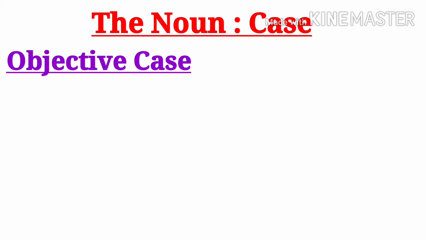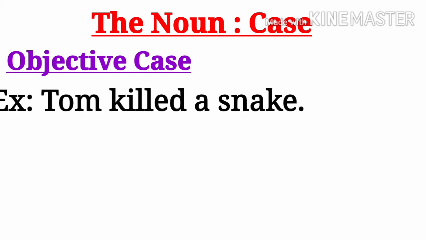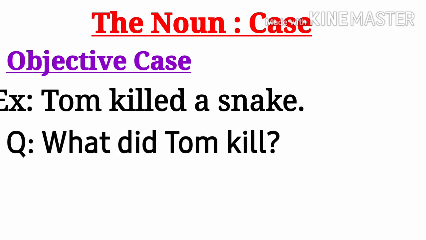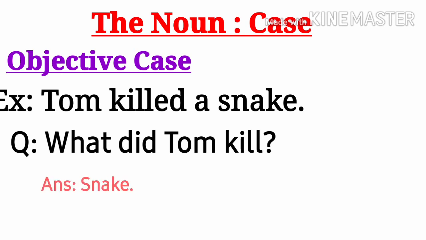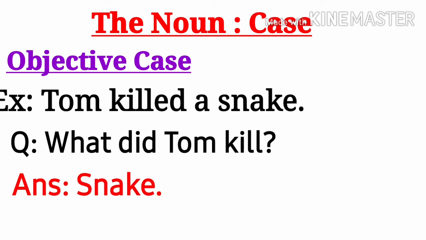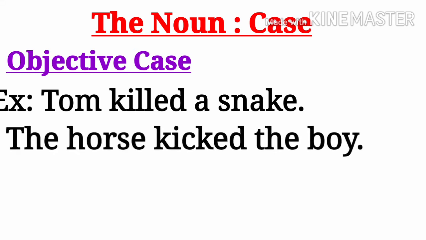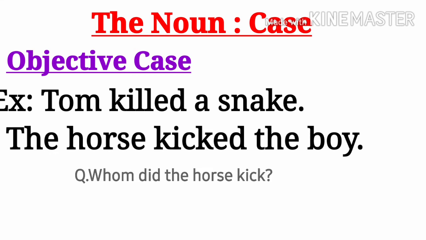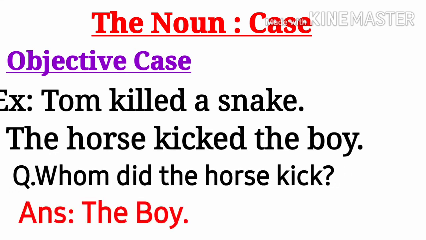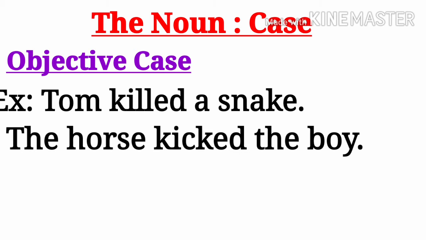Let us take the same sentence as example. Tom killed a snake. Now ask the question, what did Tom kill? The answer is snake. Therefore, the noun snake is called the object and it is said to be in the objective case. We can see one more example. The horse kicked the boy. Here we can understand the boy is the object as it is the answer to the question whom did the horse kick, and it is said to be in objective case.